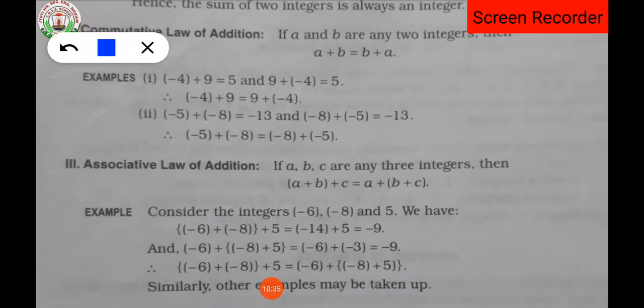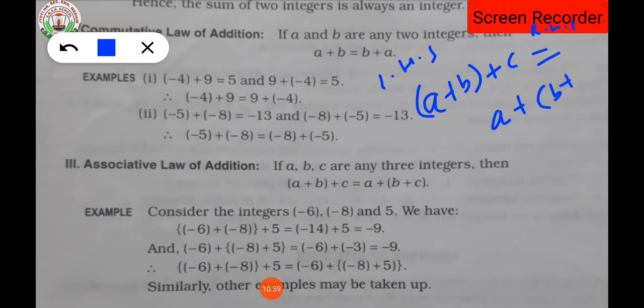What is the associative property? If any three integers we are having, that is a, b, c, then what the associative law or property says is that (a + b) + c will be equal to, that means this is the left hand side. What will be in the right hand side? Right hand side will be a + (b + c). Understood? The only difference is that in the left hand side the bracket is between the first two numbers, and in the right hand side the bracket is between the last two numbers.